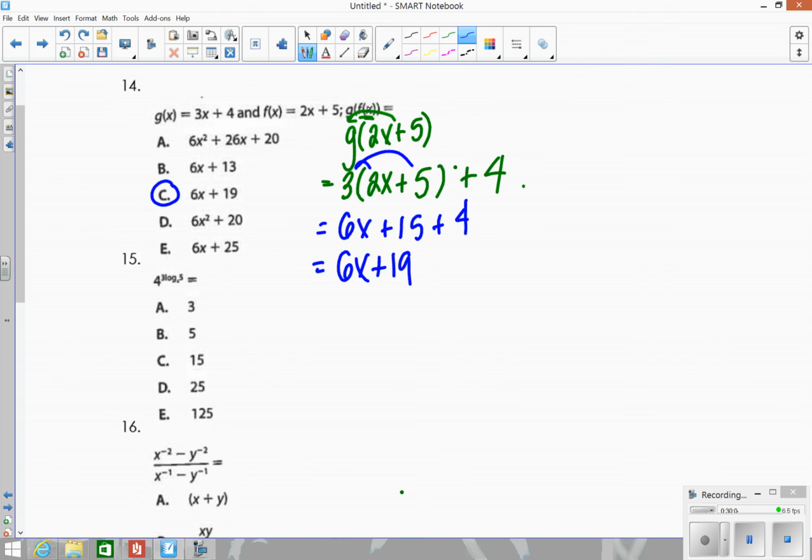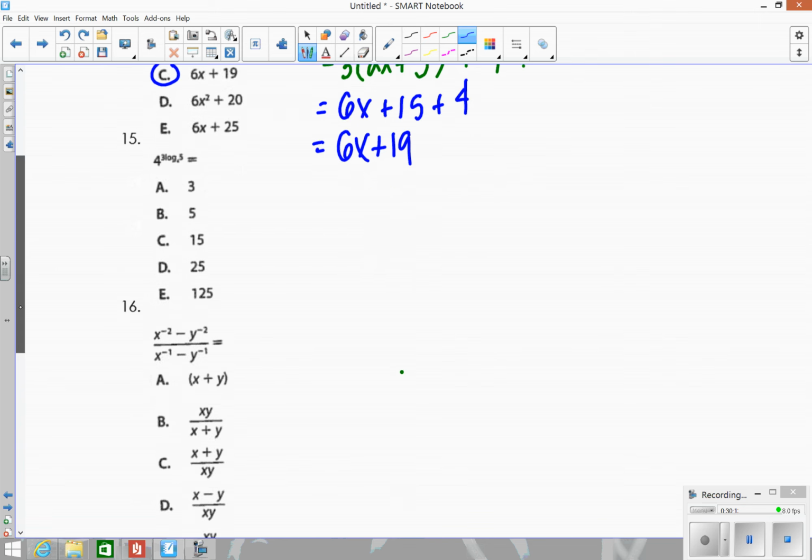And you always are going to take the inside and plug it into the other function. So just make sure it's g of f of x. So f of x is going into function g.